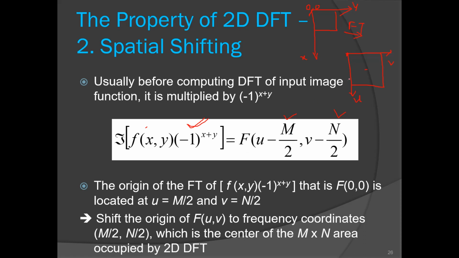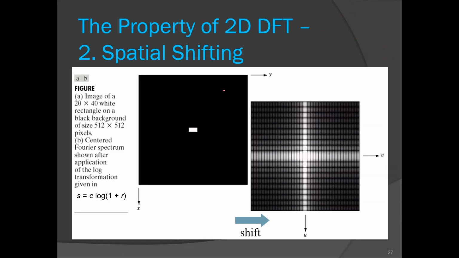Here u varies from 0 to m minus 1, and here we will have n. By multiplying, the center will come here, and this will actually be F of 0, 0. So we are using the spatial shifting property to shift the center of the spectrum to the center of the image. I will explain what is the need of this, why we shift the center.